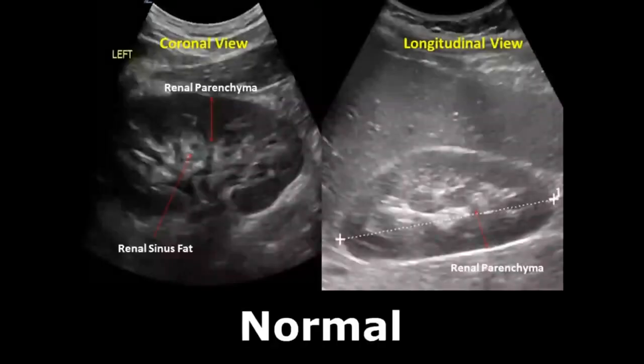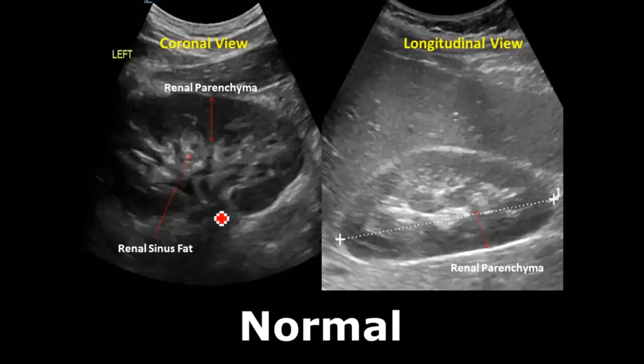The first one is the coronal view. We can see the left kidney and the renal parenchyma, which consists of cortex, the outer region, and the medulla, the inner hypoechoic region. But in this image the medullas are not very clear. And we have the hyperechoic region, which is the renal sinus fat. Because it has fat, it is more dense and it appears hyperechoic.